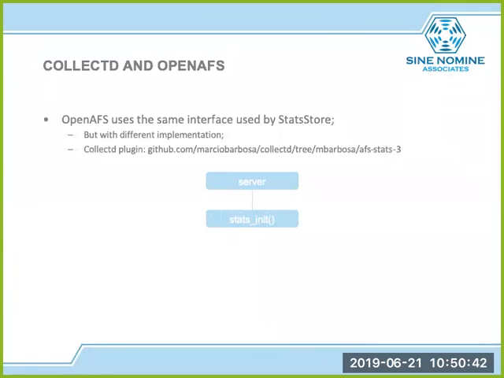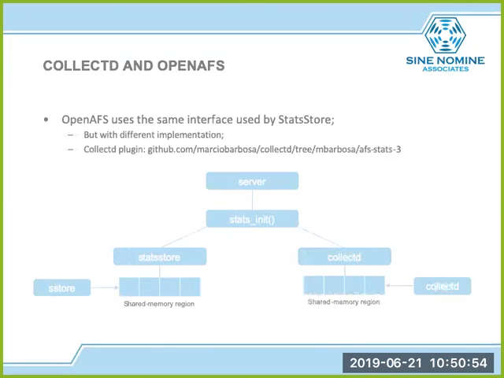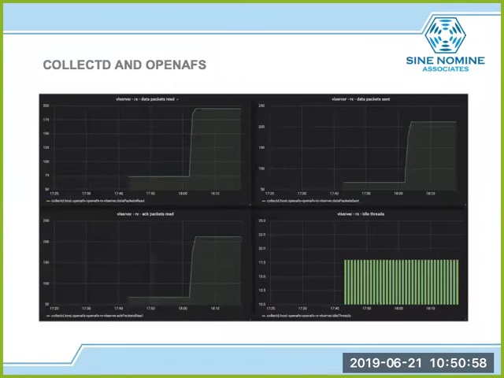So here's how it works. As I said before, we have the same interface to initialize this module, AFS. If we have StatsStore, we use StatsStore. If we have collectd, we use collectd. And here we have a screenshot of Grafana getting stats from AFS through collectd. We have way more stats than that, but it's just an example here.